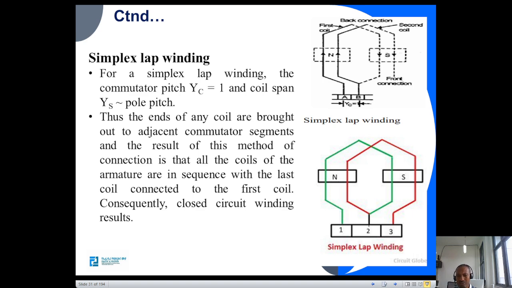The ends of any coil are brought out to adjacent commutator segments, and the result of this method of connection is that all the coils of the armature are in sequence with the last coil connected to the first coil. See, this coil is going to be connected to the next coil, the red one is another coil, and it will form a chain like this to the next segment, coil, so that they form a closed circuit winding.